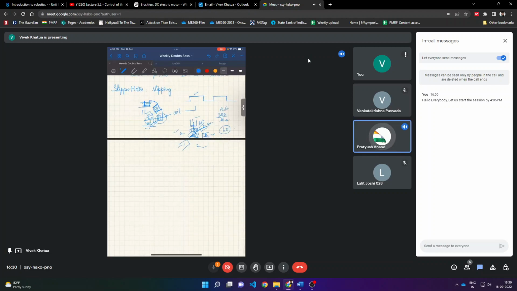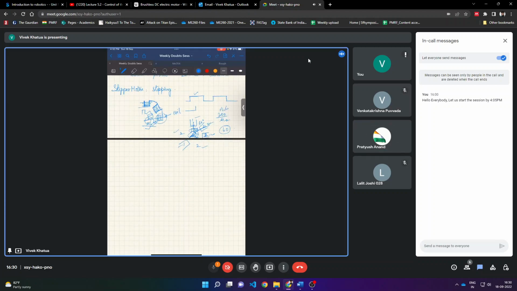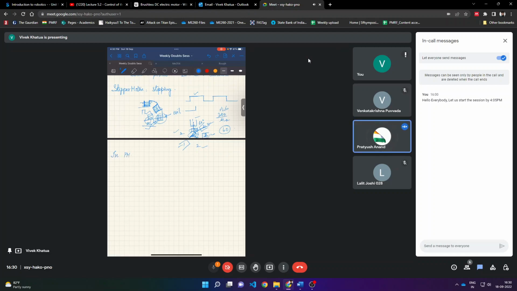In PMSM, we need a sinusoidal voltage. By using pulse width modulation, by adjusting the width, we can get a sinusoidal waveform, but it doesn't provide the negative slope. So we use SPWM.